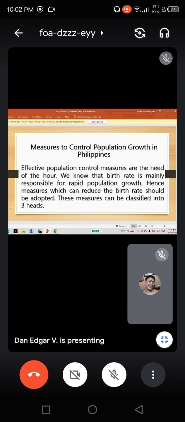Measures to control population growth in the Philippines. Effective population control measures are the need of the hour. We know that birth rate is mainly responsible for rapid population growth. Hence, measures which can reduce the birth rate should be adopted. These measures can be classified into three heads.